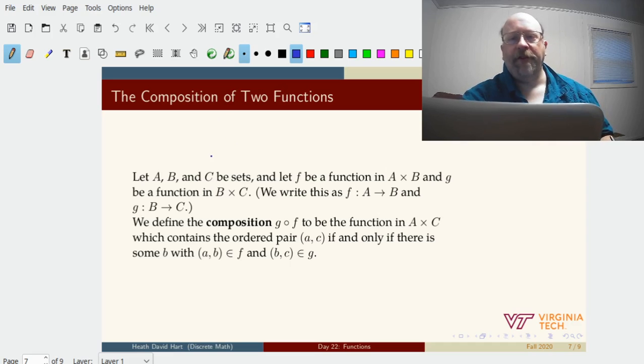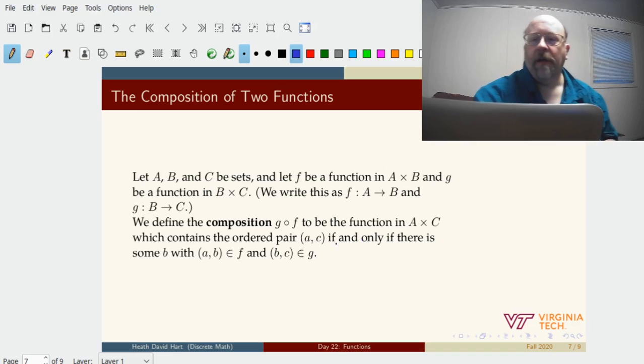Let's talk about the composition of 2 functions. You've done this before with numeric functions. Let's just look at this in the set theoretical sense. The composition G composed with F is a function in A cross C that contains the ordered pair (A, C) if and only if we can find an element B that links the two, that (A, B) is in F and (B, C) is in G. Okay, that's exactly how it works in the numeric case. We're just looking at this in more general settings.